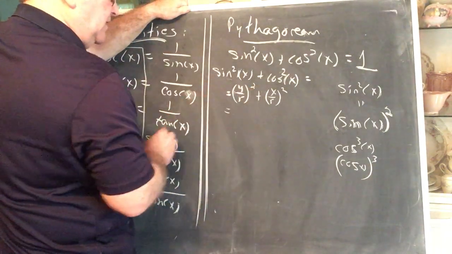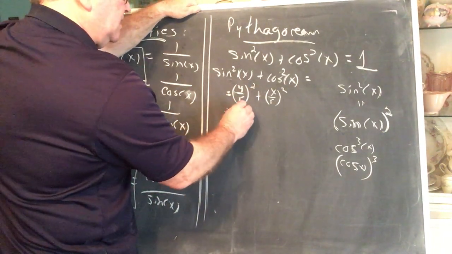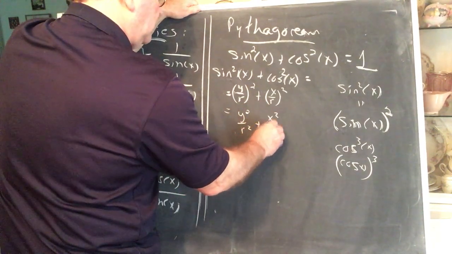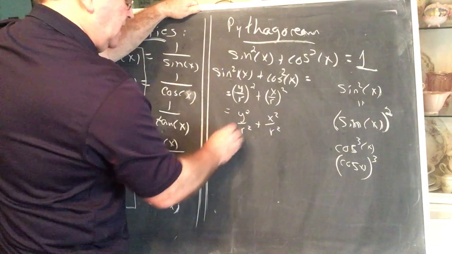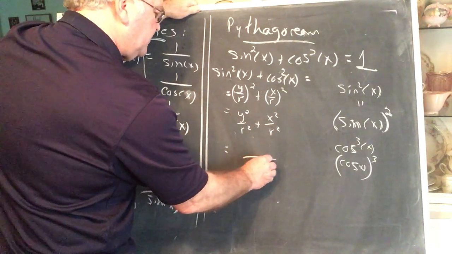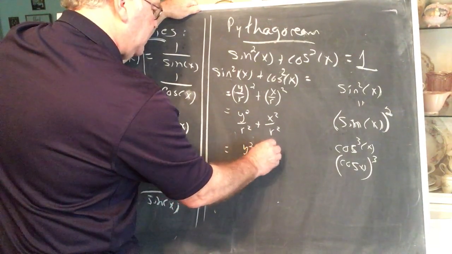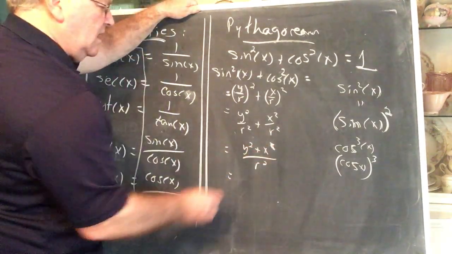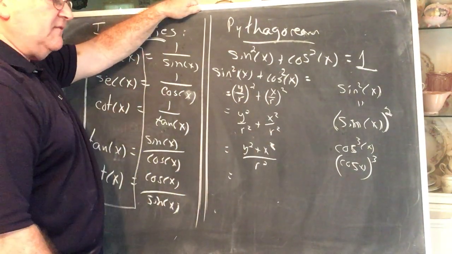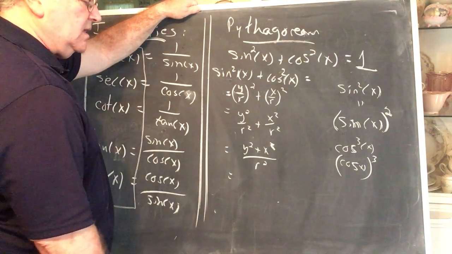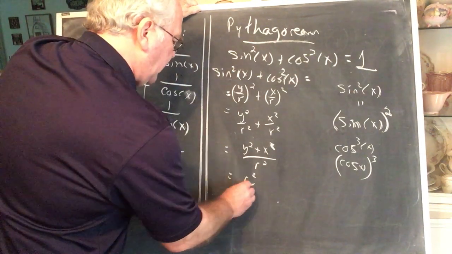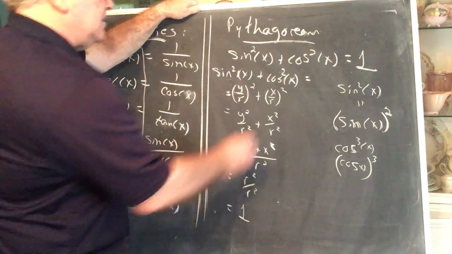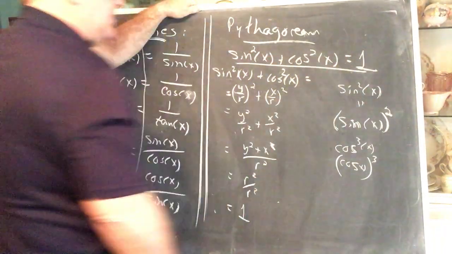And then the rest of this is simply algebra. This is y squared over r squared plus x squared over r squared. The denominators are already common. This is y squared plus x squared. And this is x squared plus y squared. Remember, that's the very definition of what r squared is. And so this is r squared over itself, which is equal to 1. And so we actually have this statement that we've talked about earlier.